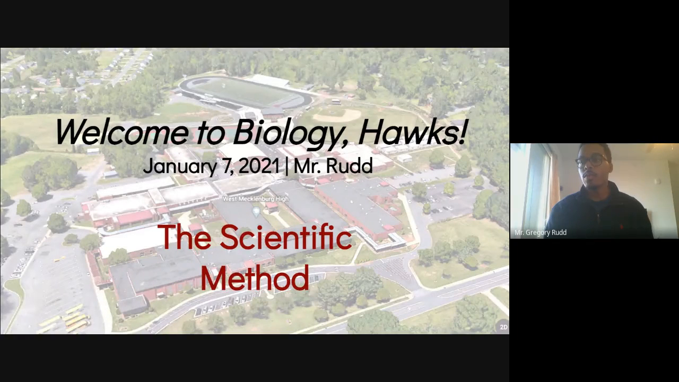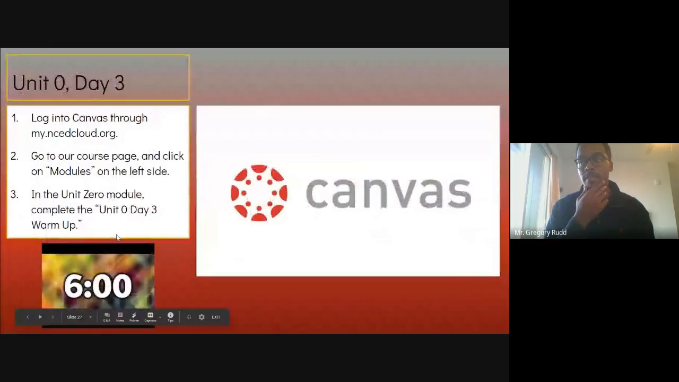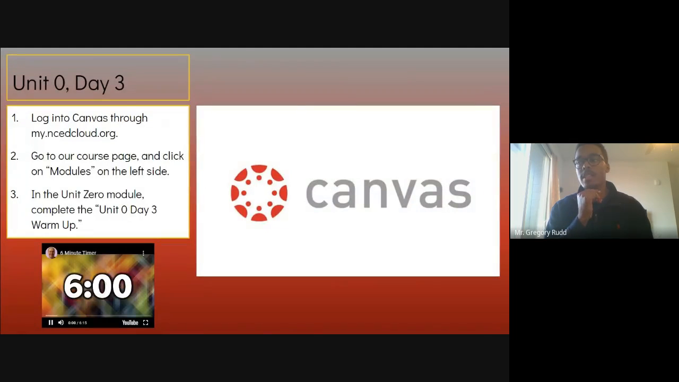So our normal routine calls for us to have a warm up every day, and you'll have 6 minutes to start that warm up. We do have a warm up today. It should be a pretty quick and simple one to do, and then we'll go over it. So you've got 6 minutes. The timer has started. You need to navigate through Canvas to our Unit 0 module, and it is Unit 0, Day 3. Unit 0, Day 3.